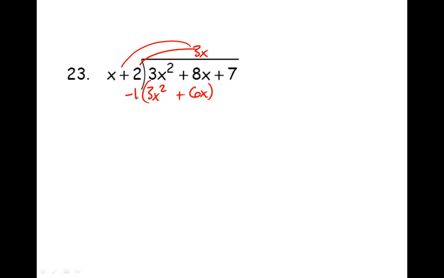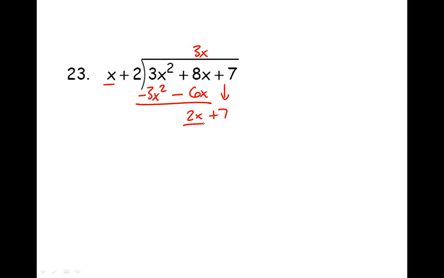Then we want to multiply it by a -1. And if you remember the rules of division, basically, you just want to change these signs so they both become negative. 3x squared minus 3x squared is going to be 0. 8x minus 6x is 2x. Now I want to go ahead and bring down this positive 7. And I want to do the same thing over.